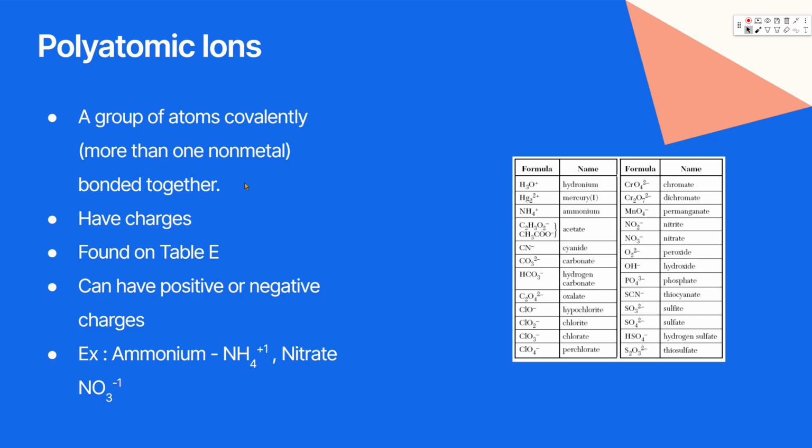Polyatomic ions. These are groups of nonmetals covalently bonded that have a charge. You can find these on Table E of your reference table. Polyatomic ions can have either a positive or a negative charge, so they can lose or gain electrons. Some examples would be ammonium, which has a positive charge, and nitrate, which has a negative charge.